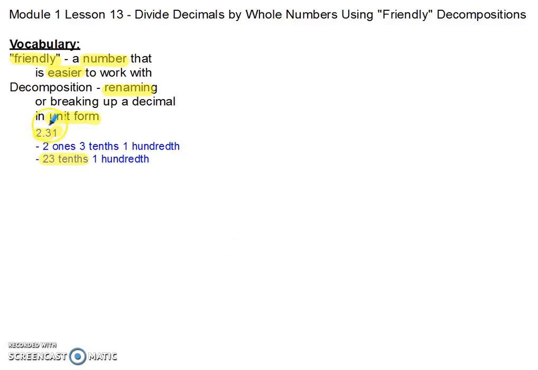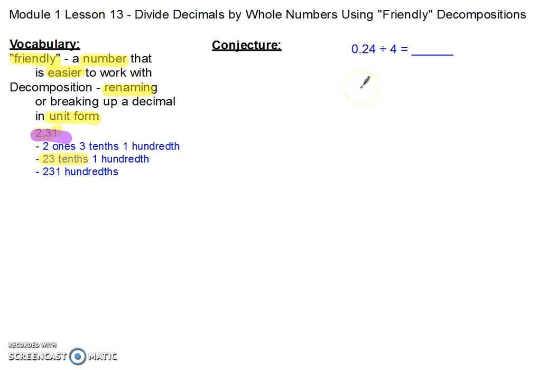The last one is, okay, I've done my ones, I've done tenths. The last single designation I have left is that hundredths place. And so you ask yourself, how many hundredths do I have altogether, which is my whole number, 231 hundredths. All of these decompositions still equal 2.31, but they're just different ways of looking at it. And using these decompositions, we'll be able to find some friendly numbers to start dividing with.